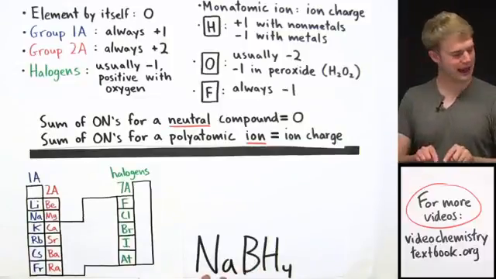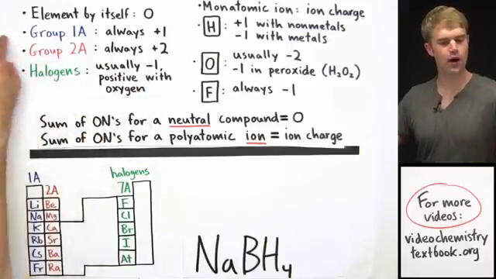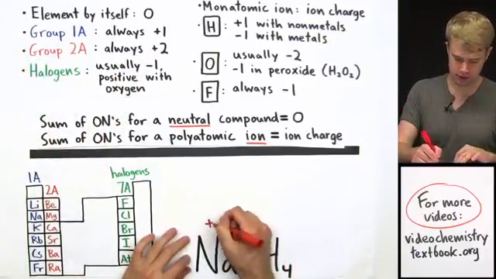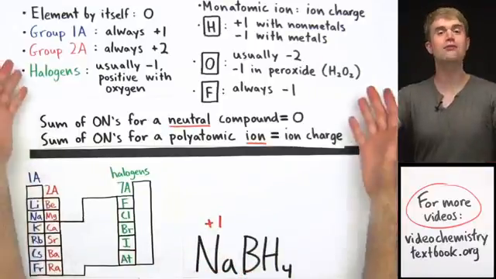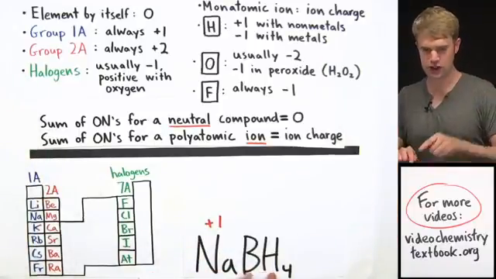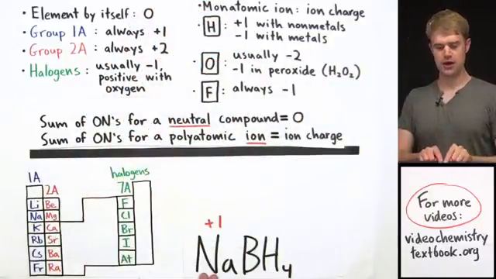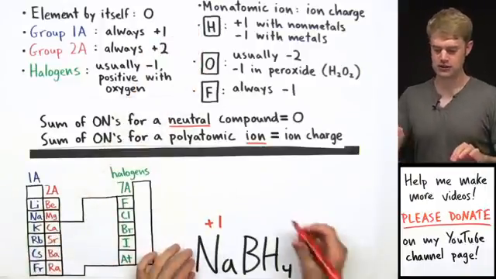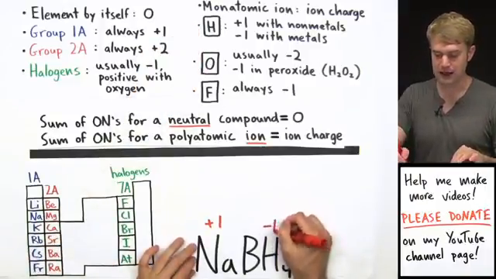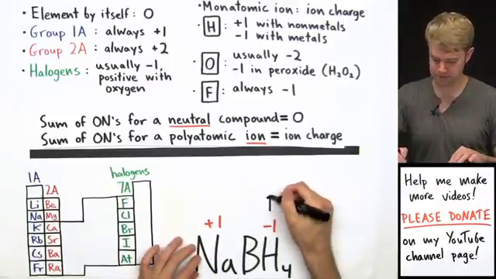NaBH4. Okay, Na, sodium, right here in group 1A. Group 1A elements are always +1. B, boron, we don't have a rule for that, we'll figure it out. H here, hydrogen, +1 with nonmetals, -1 with metals. Sodium here is a metal, so that means that hydrogen is going to have an oxidation number of -1 because it's with a metal. Now we'll do the multiplication.